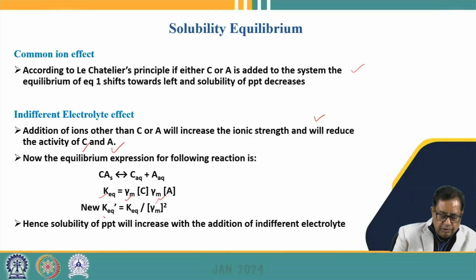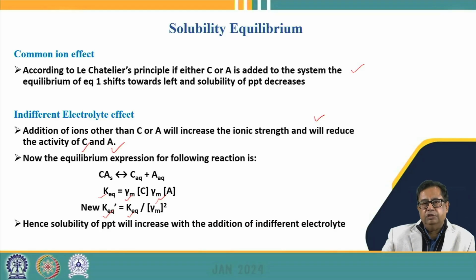So the new value of the K equilibrium, that is K equilibrium dash, will be equal to K equilibrium divided by gamma m whole square, where gamma m is always less than 1 because the activity in a high ionic strength is less than the actual concentration that has been added to the system. So this will increase the solubility of the precipitate, and on addition of the indifferent electrolyte, you will always find that the solubility of the precipitate will increase.